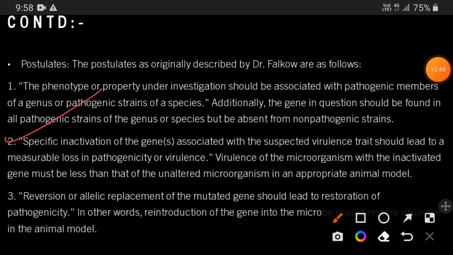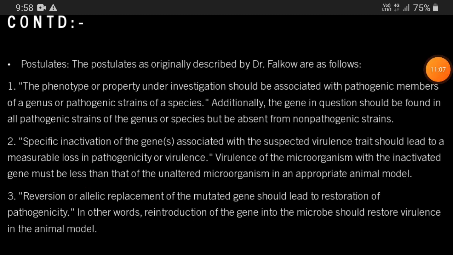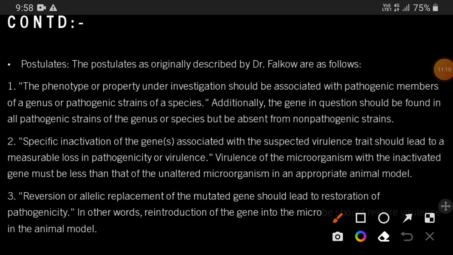So specific inactivation of the gene associated with the virulence factor should lead to a measurable loss in pathogenicity. Okay, and the virulence of the microorganism with the inactivated gene must be less than that of the unaltered microorganism in an appropriate animal model. That's simply suggesting that if somehow by nature that particular gene involved in causing virulence or pathogenicity becomes mutated, then the virulence should be lost. Okay, or there will be a remarkable depletion in causing pathogenicity by that particular organism.